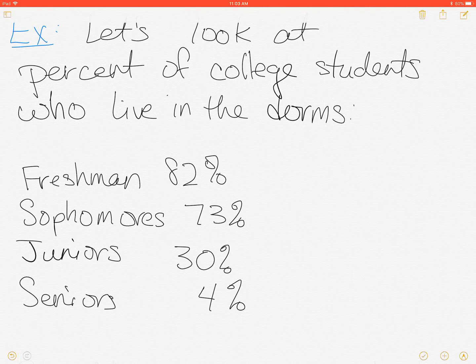Let's look at the percent of college students who live in the dorms. Now, this is a good time for a word of warning. Every example I make up in these lectures is completely made up. None of this is actually true information, so please don't go share this information with others.